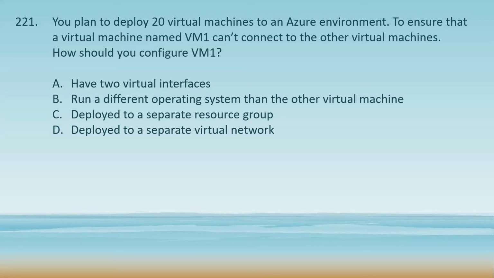Separating VMs into a different virtual network will isolate it from each other and prevent direct network communication between VM1 and the other VMs in a different virtual network. This way you can control the network access and communication between VM1 and other resources more effectively. So how would you configure VM1? You would be deploying it to a separate virtual network. Basically, deploying it to a separate virtual network will segregate it and it won't be able to talk to other 19 virtual machines in that Azure environment.